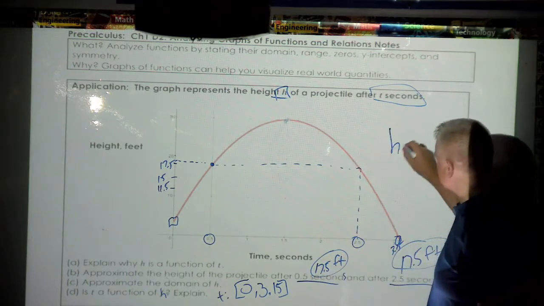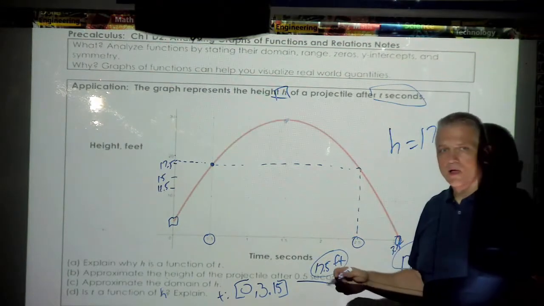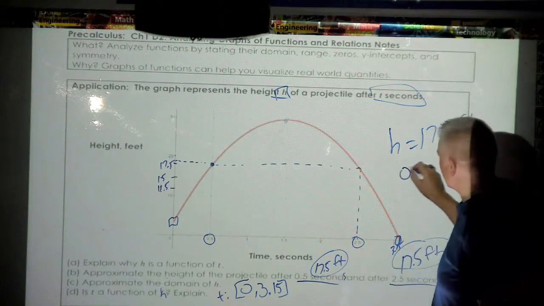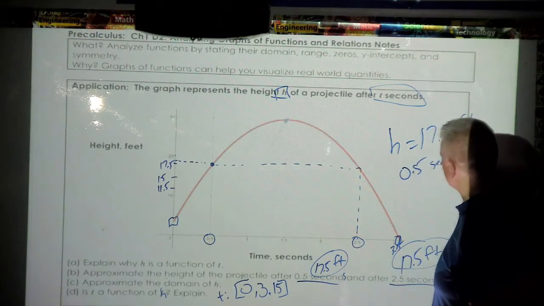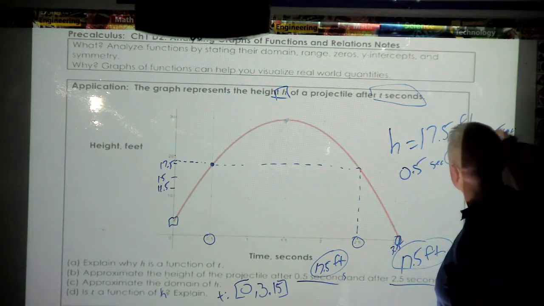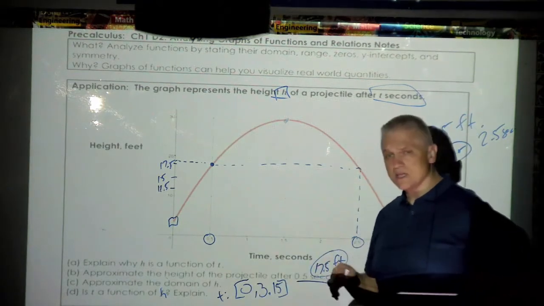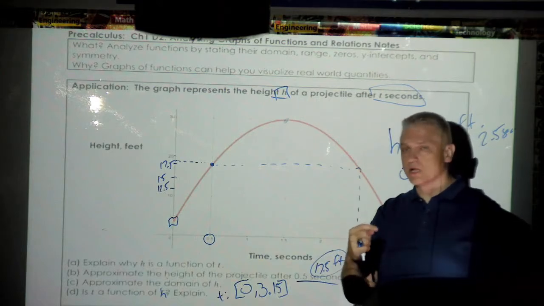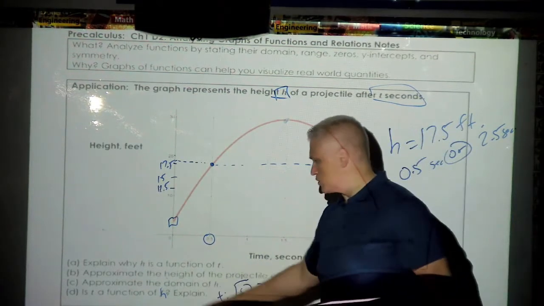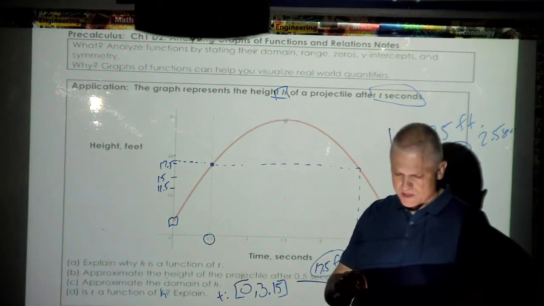So if I say h is 17.5 feet, what is the time? You give me two answers. You could say, oh, it's 0.5 seconds, or it could be 2.5 seconds. So the fact that I could give you two answers for t with one h tells me it's not a function of h. Okay, t is not a function of h. Okay, let's proceed.